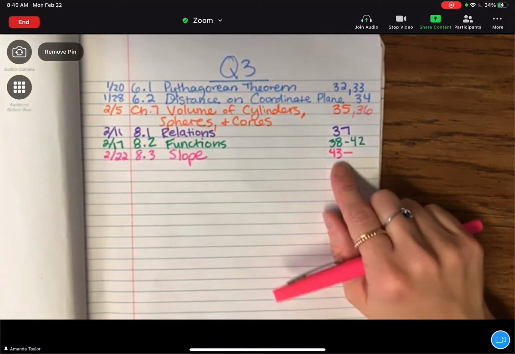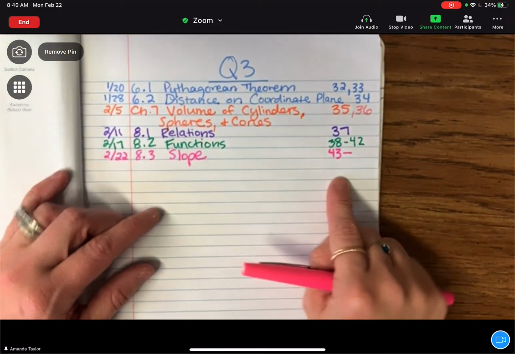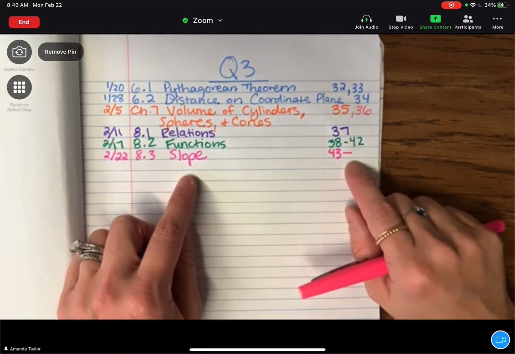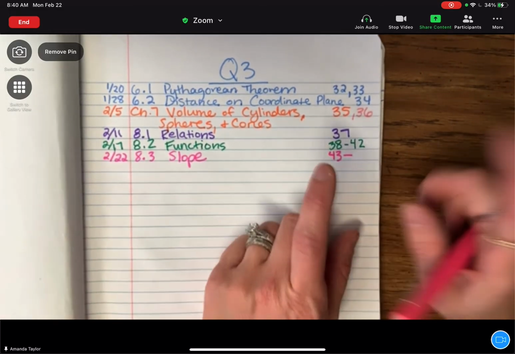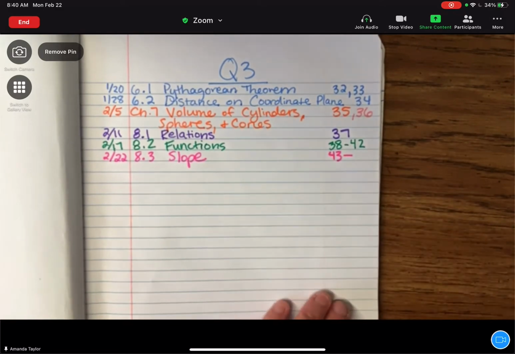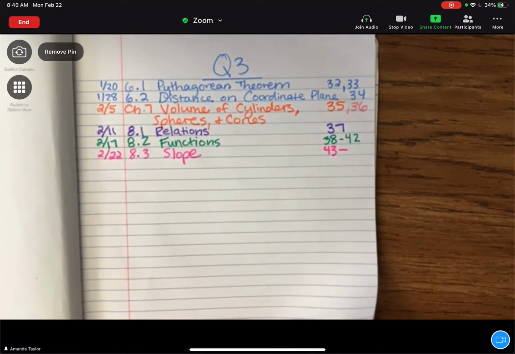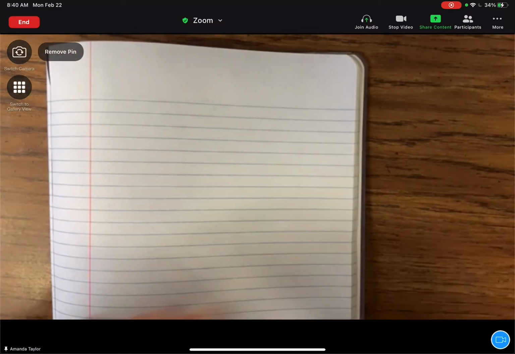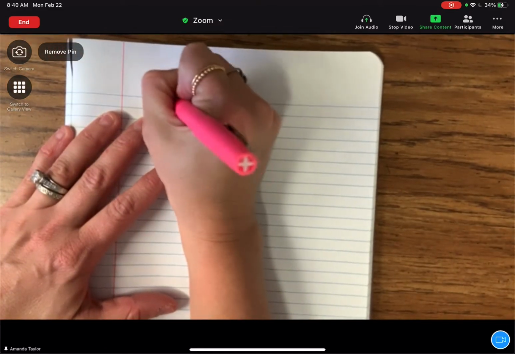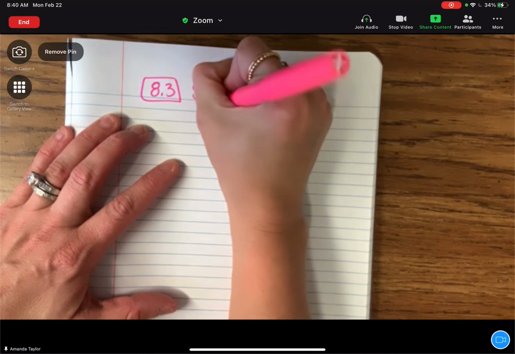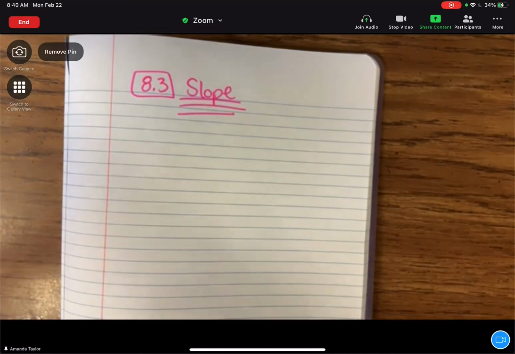Okay, so I'm going to do 8.3 slope, and we're going to do page 43. Once I get done with my slope notes, we'll come back in and put a final page. So turn to your page 43. This is 8.3 slope. Really, really important.